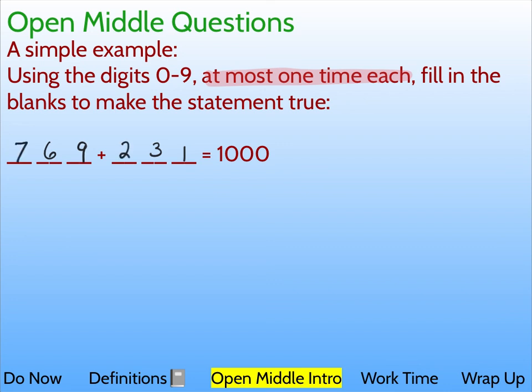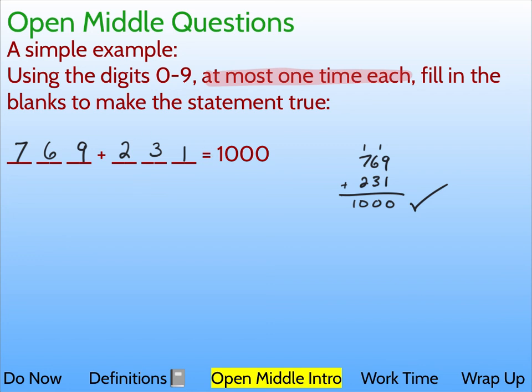And then we'll just test it out. We'll try it out, see if it works. You guys can think up your own strategy to these types of problems. It's totally on you. So 9 plus 1 is 10. Carry the 1. 6 plus 3 is 9 plus 1 is 10. And then you carry the 1. And then you get 7 plus 2 is 9 plus 1 is 10. 1,000. Check. So, as you can imagine, there's tons of different answers to this.